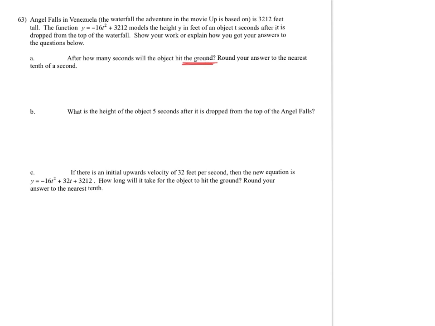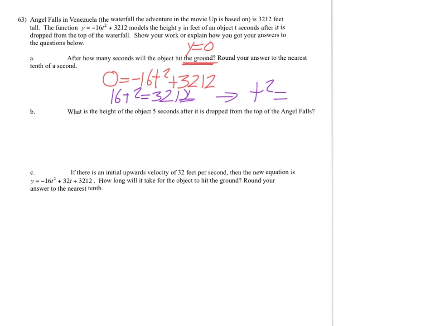The ground means y equals 0. So 0 equals negative 16 t squared plus 3,212. Okay, I've got to solve for t. To get t by itself, I'm going to add 16t squared to both sides. 3,212. I'm going to divide both sides by 16. And I get t squared is equal to 200.75. I totally did that in my head and not on the calculator on my computer.